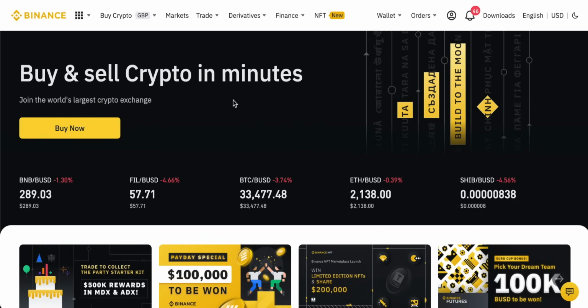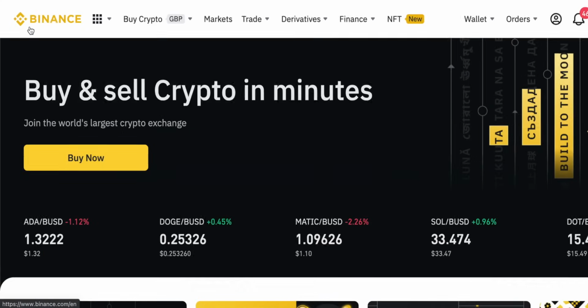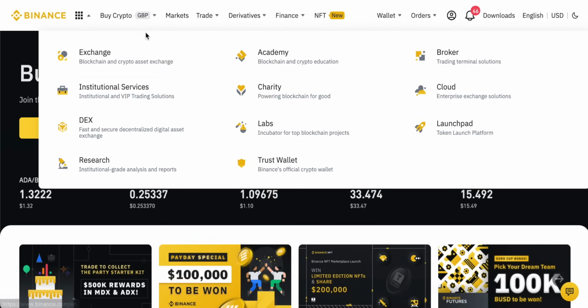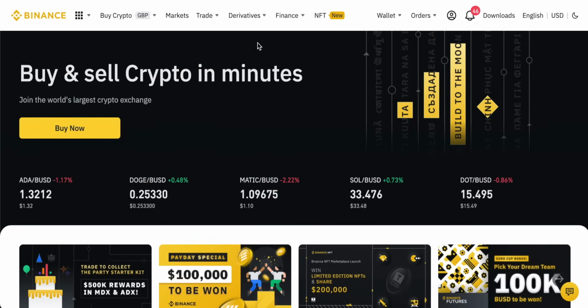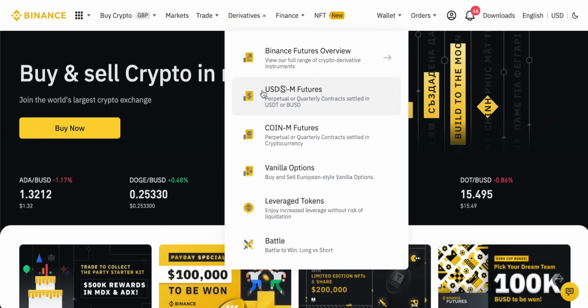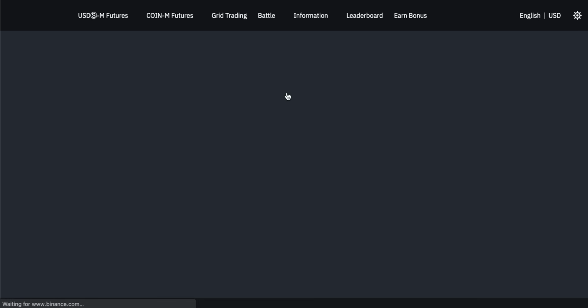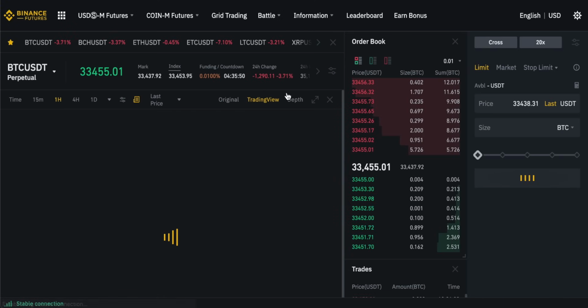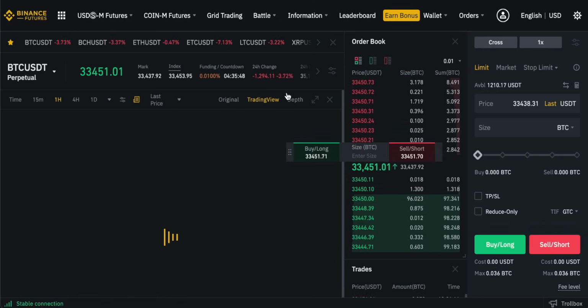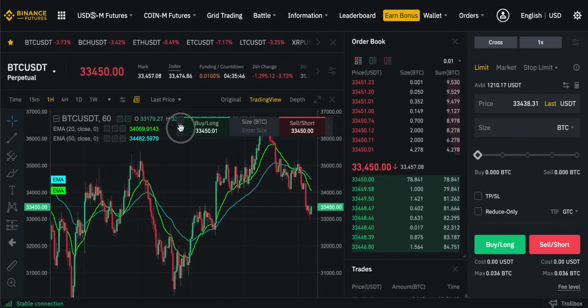There are many ways you can go ahead and trade crypto futures. I'm going to be using Binance right here, one of the largest crypto exchanges, and they do offer derivatives, as you can see. So I'm just going to click into US dollar stablecoin futures. I'll explain what those are in a second. This is essentially the trading screen. If you don't have Binance, I'll leave a link to them in the description.